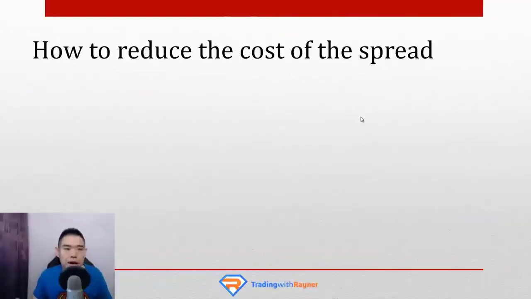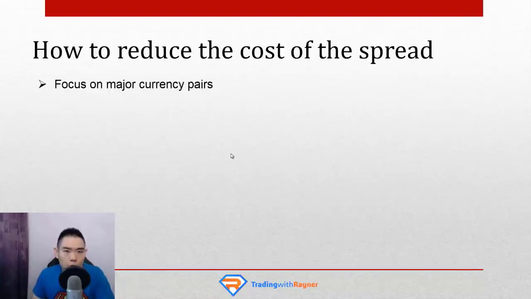So now the question is, how can you reduce the cost of the spread? One thing to point out is that it's near impossible to tell your broker to give you a tight spread, because it's pretty much fixed and there's nothing you can do about it. But what you can do on your end is this: focus on major currency pairs. As mentioned earlier, major currency pairs are the most popular currency pairs that are actively traded in the world. And their spreads are usually smaller, tighter than the other currency pairs like the exotic or even the cross currency pairs.